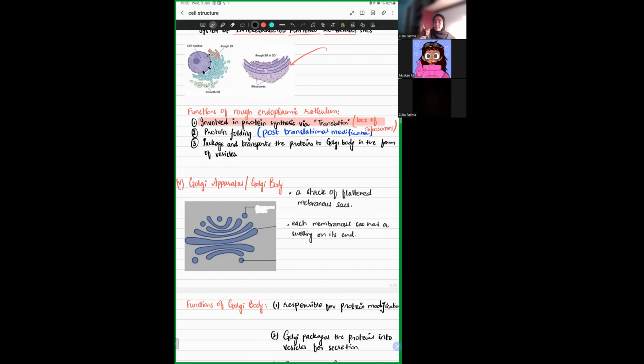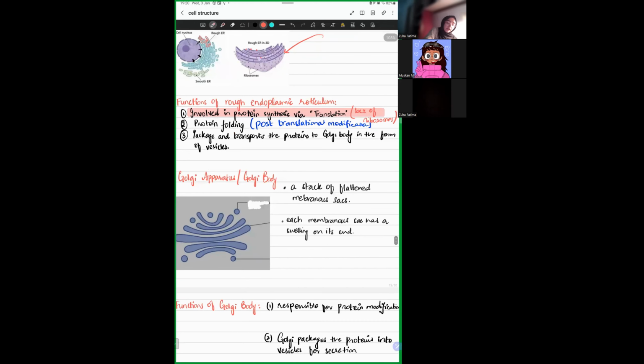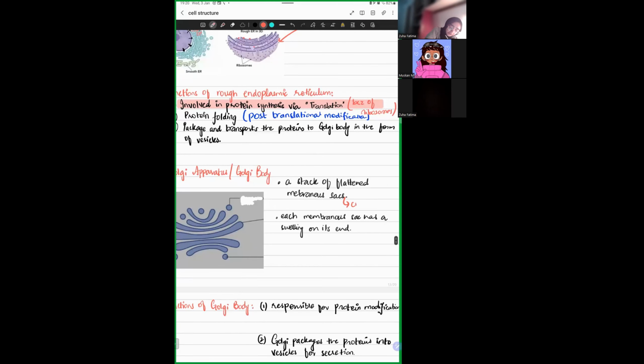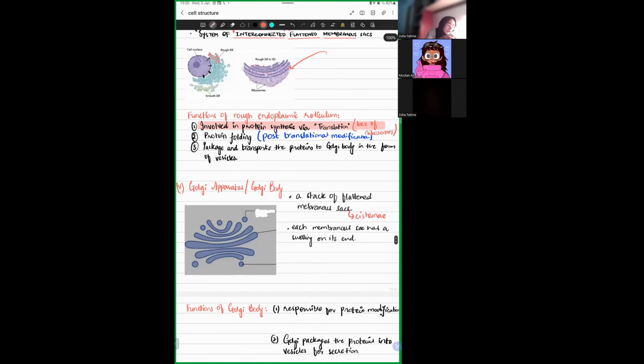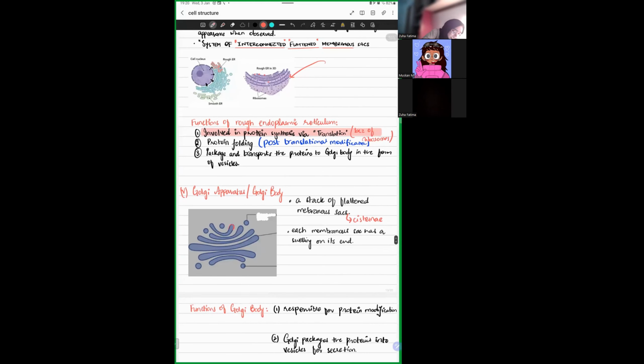They are flattened membranous sacs, and these membranous sacs are also called cisternae. But the difference between a Golgi body and an endoplasmic reticulum is that these membranous sacs are not continuous, not connected to one another. They are stacked upon one another. Okay. And now, you can notice that each membranous sac has a swelling on its end. So if you can see, it's swelled from this end. It is swelled from this end. So the structure of the Golgi is something like this.